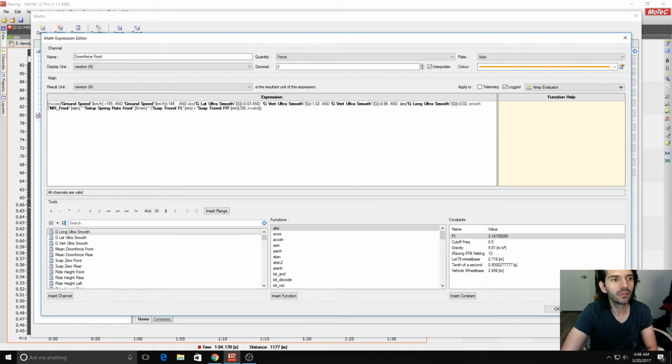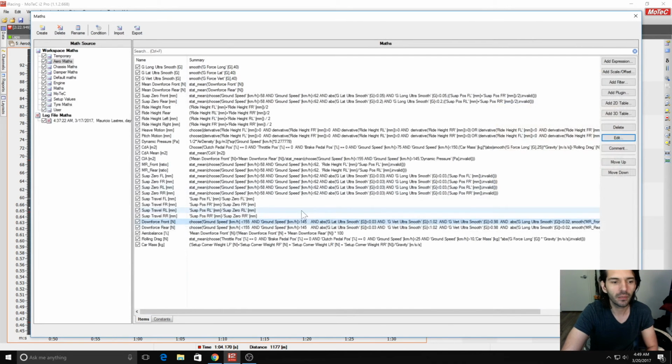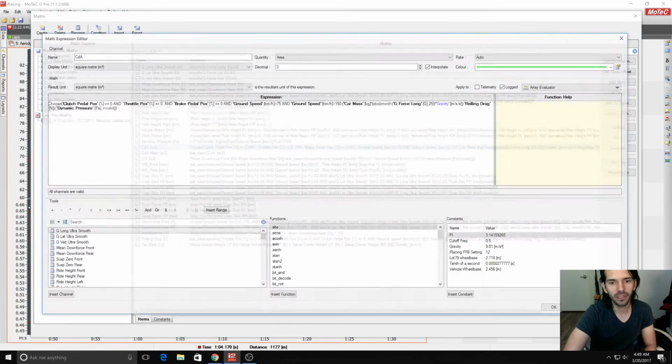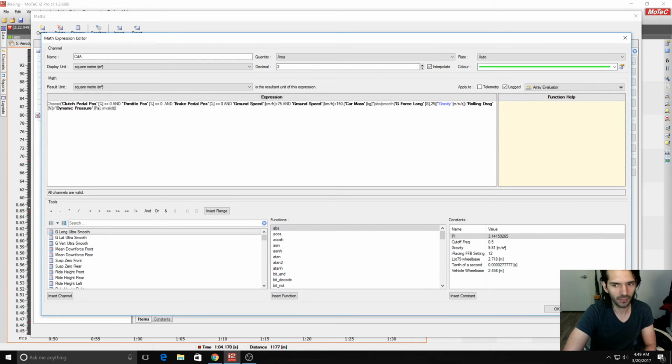And this is a motion ratio times the spring rate times the suspension travel, which are two channels that I had made for that. And then we smooth that out a little bit. And then this is not averaged yet. I did create a different one that was going to be mean downforce. That gives us the static number that doesn't change with time. So we did that. Same thing, calculated the drag.